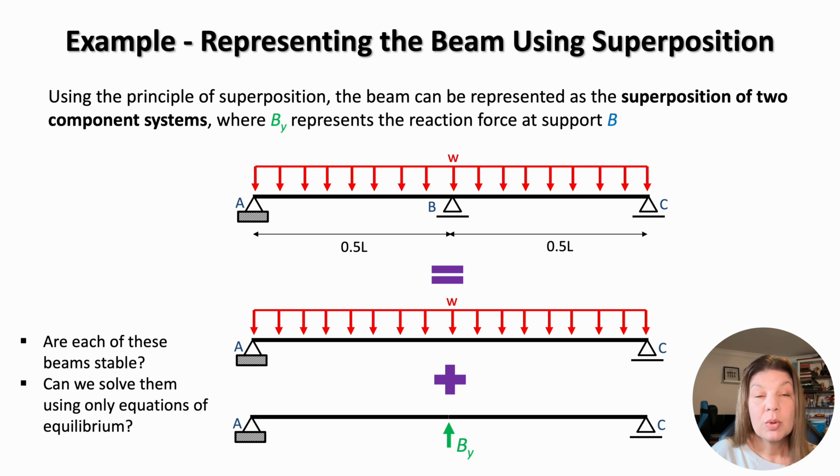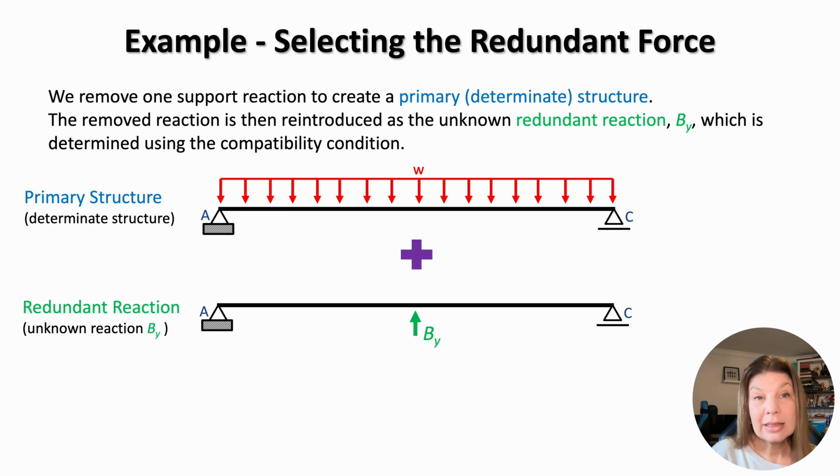Before we proceed, we must notice an important property of the two component systems. Each of these structures has to be stable, and each of these structures has to be statically determinate for this to work. And that means they can each be analysed independently using equilibrium, together with beam deflection methods you already know. In the next step, we'll formally define the primary structure and introduce By as the redundant force that we need to determine.